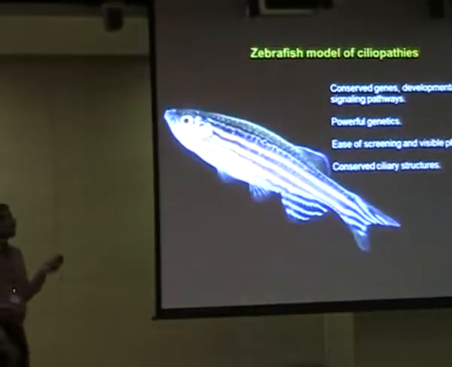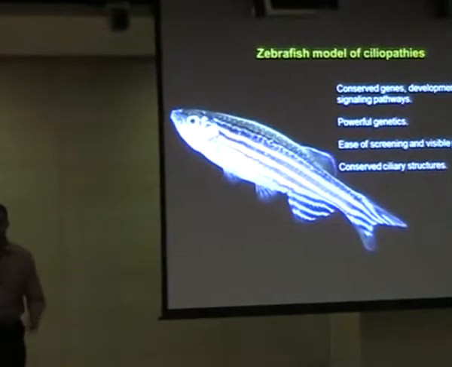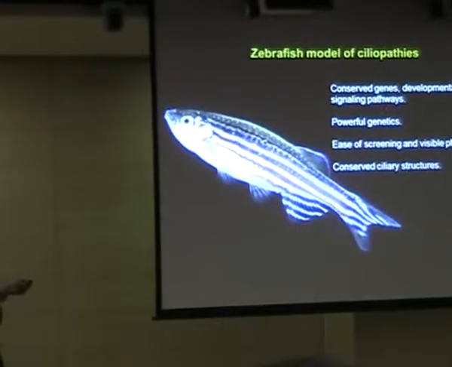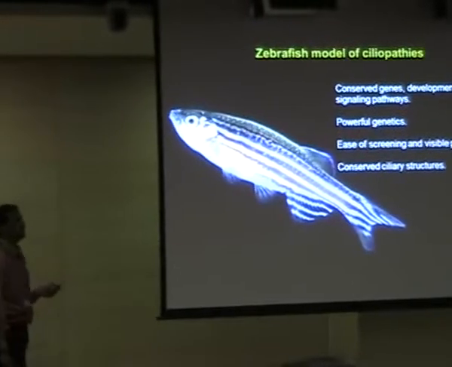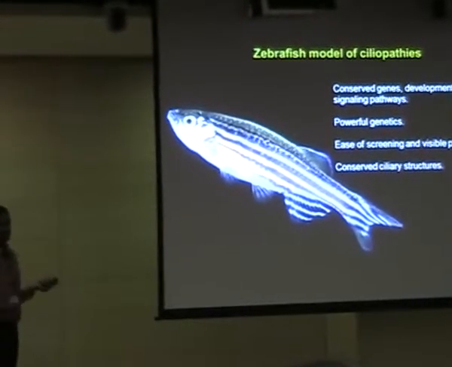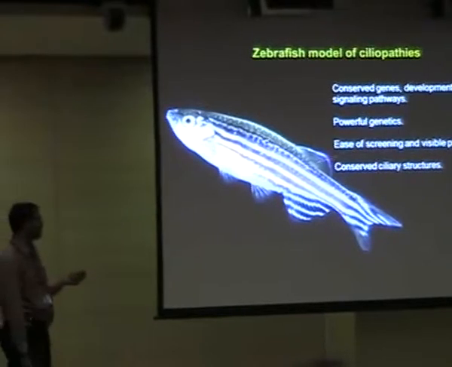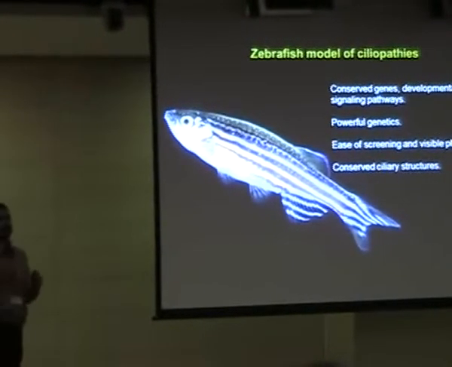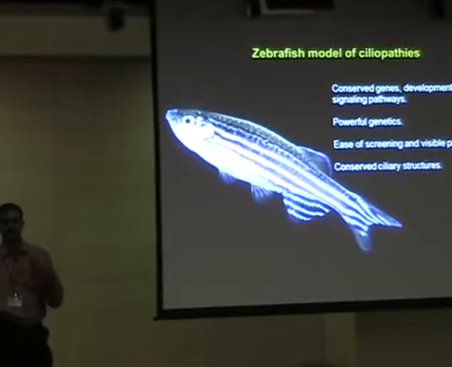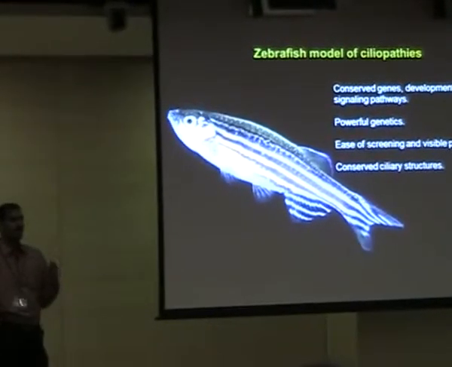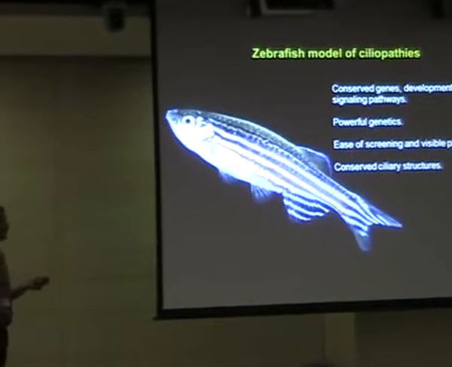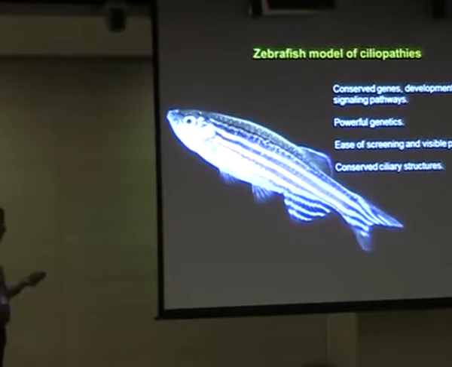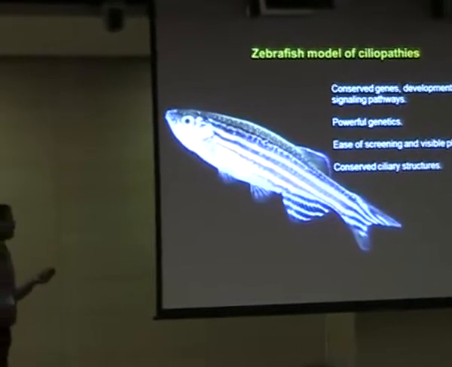To this end, we utilize the zebrafish model. Zebrafish is an extremely powerful model system because it has very conserved genes, developmental and signaling pathways with human beings. It has, of course, very powerful genetics that can be exploited. And most importantly, you can screen a lot of embryos. So when you're embarking to identify a whole host of genes, you need a system where you can continuously screen a lot of phenotypes, and you should be able to knock down genes very, very quickly. And that can be carried out at least in the fish model system.